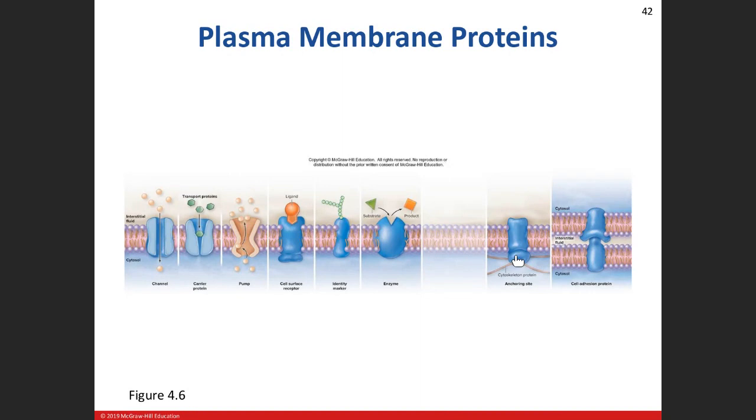Next, an anchoring site for our cytoskeleton. You can see here it's on the inside of the plasma membrane, and then you have all these different cytoskeleton proteins attaching to it, giving the cell shape, structure, and integrity. And then finally, the cell adhesion protein attaches one cell to another cell and keeps things from getting in between the cells.